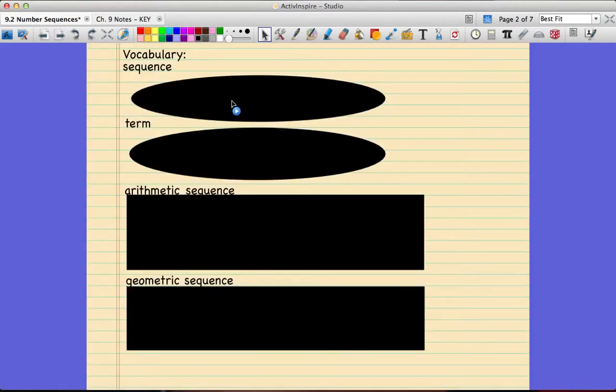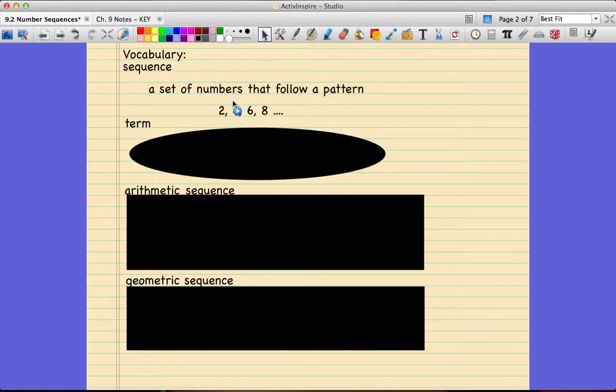Alright, so the first thing we need to do is define what a sequence is. A sequence is a set of numbers that follow a pattern. For example, you could say 2, 4, 6, 8. They all follow the pattern of adding 2 to each number.